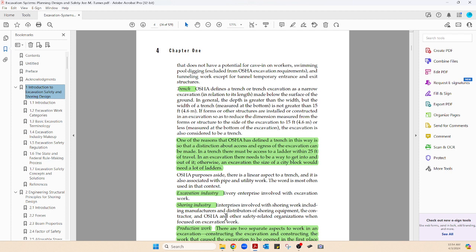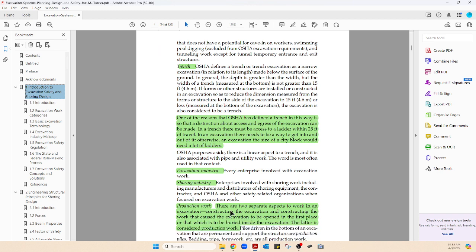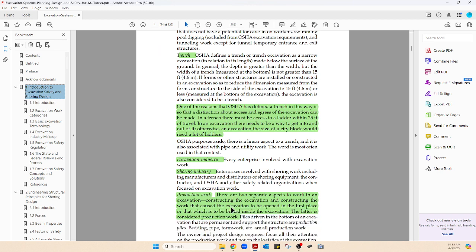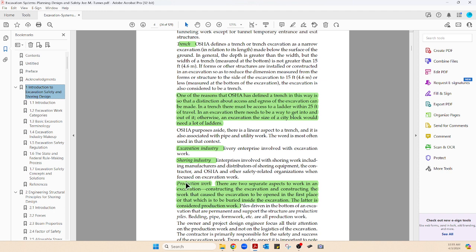Talks about how they define a trench. It talks about egress, ingress, 25 foot. The ladder is a way. It talks about some things we all know, but the first assignment's going to have some questions over this. The excavation industry, there's a definition.